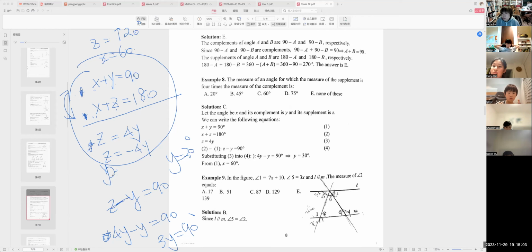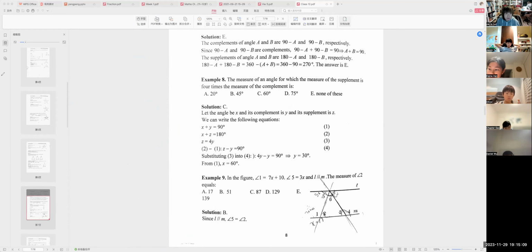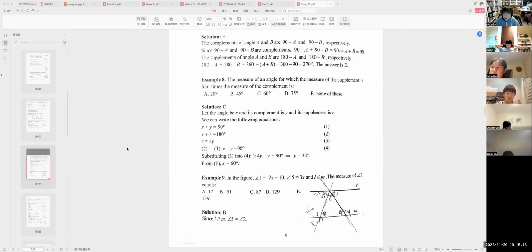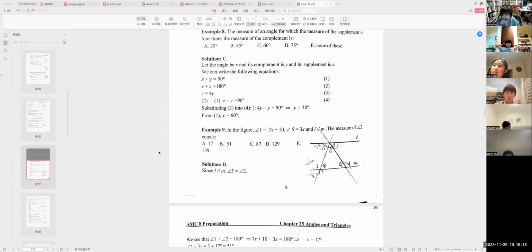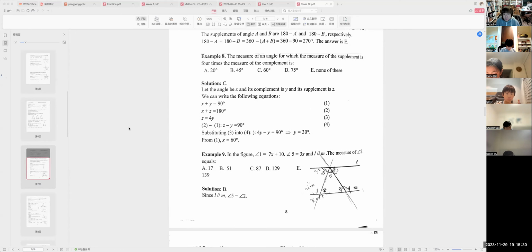Hello, Elaine? Did you get it? Okay, if you don't understand anything, you can just stop me and we start to do that. Okay, because not every kid is particularly good at geometry, right? Okay, example 9. In the figure, angle 1 equals 7x plus 10, angle 5 equals 3x, and L is parallel to M. The measurement of angle 2 equals what? Okay, kids, don't look at the answers below, let's do it ourselves, okay?